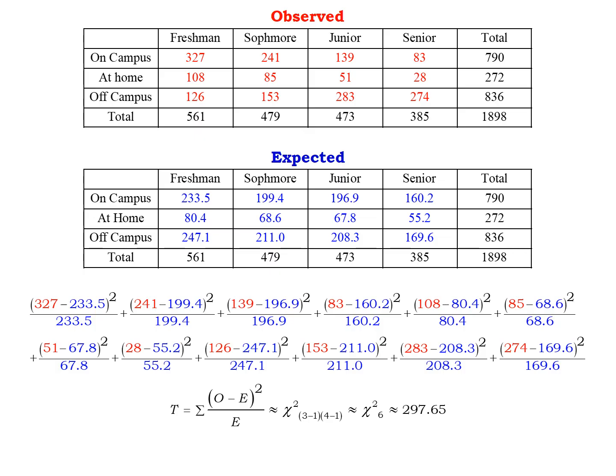And again, to get the terms within our test statistic that added up to that 297.65, I just started with the freshmen who are living on campus and systematically worked my way through the table, calculating each one of the terms. I went through the on-campus, then at home, then off-campus: observed minus expected, squared, over expected in each case.